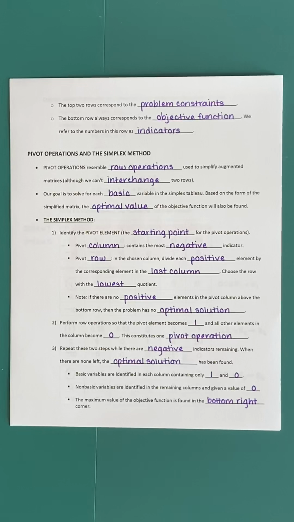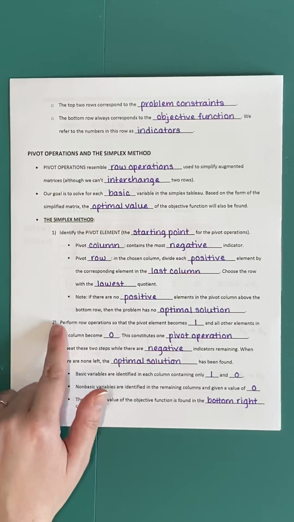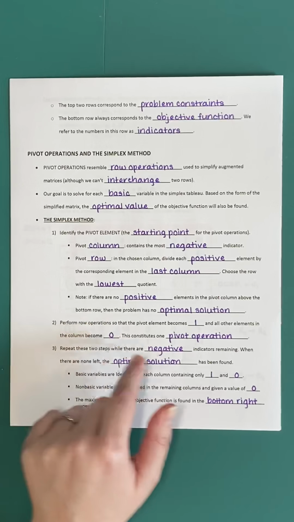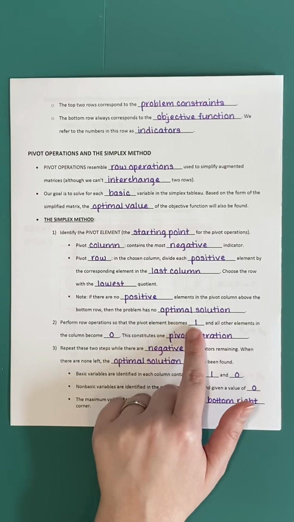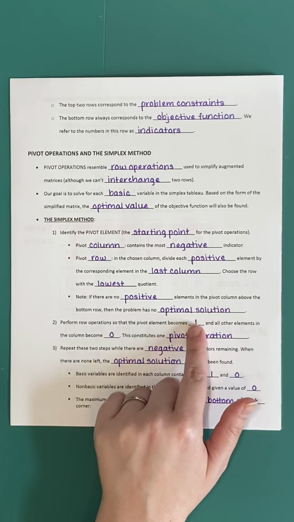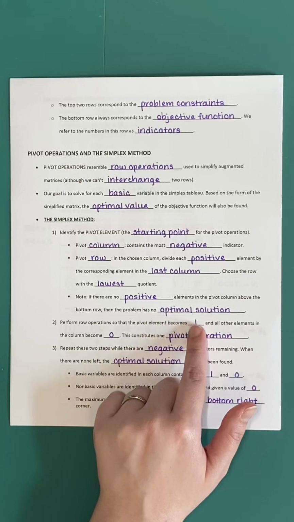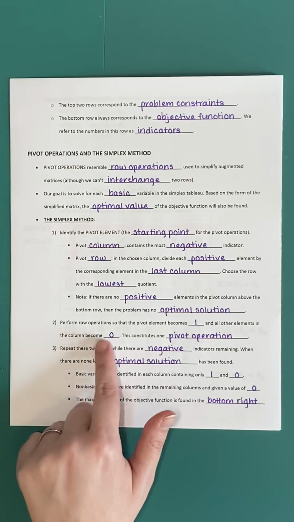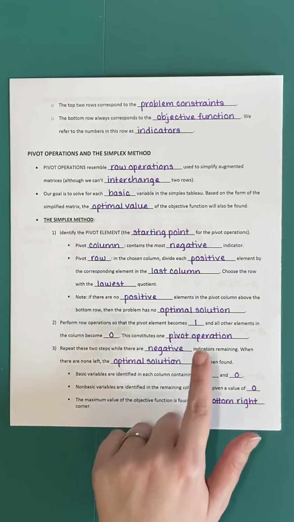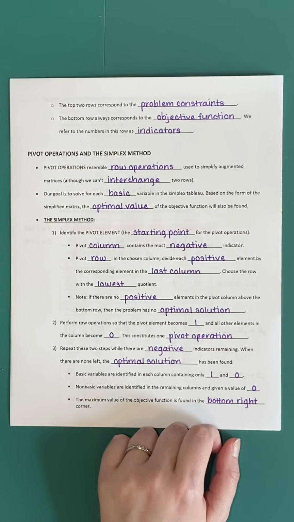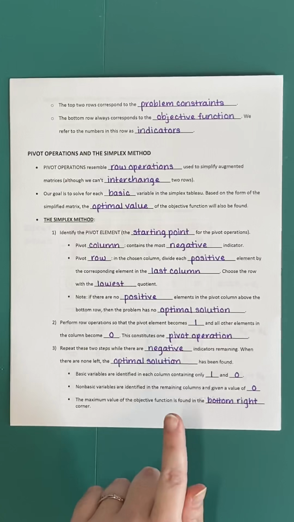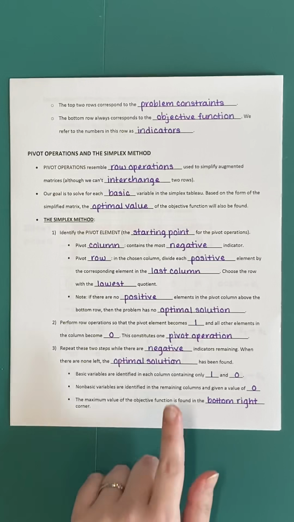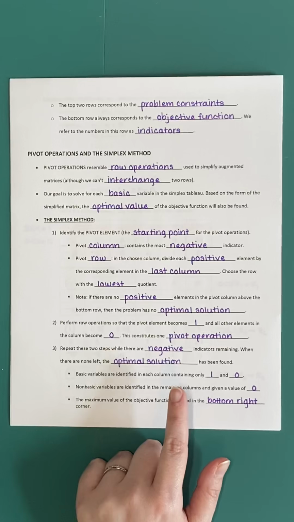Okay, so we've gone through the steps to identify essentially where we're going to start all of these operations. Once we know where to start, we're going to perform row operations so that we can make the pivot element a 1. That's going to be the first thing we do, turn that pivot element into a 1 if it's not already a 1. And all other elements in the pivot column become a 0. So that constitutes one pivot operation. In other words, taking that column and clearing the whole column constitutes a single pivot operation.